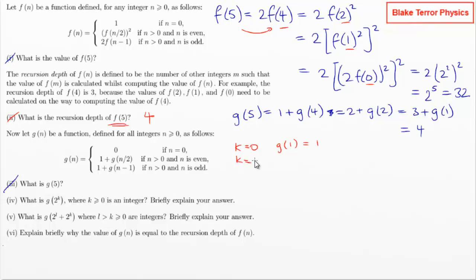Right, k is 1. We've got g of 2, which is 1 plus g of 1. Okay, k equals 2, g of 4, I should say, which is 1 plus g2, which is 3. So we're just counting up. So this is certainly pushing us towards the answer being k plus 1 for g of 2 to the k. The question says briefly explain your answer. I don't think that's quite enough for giving a valid answer on this.